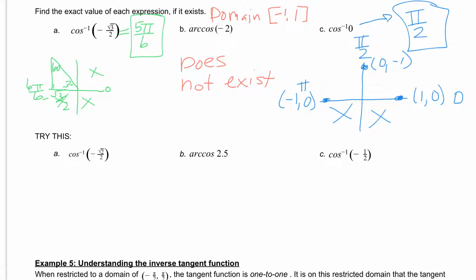If you did letter A correctly, you should have ended up with 3 pi over 4. Letter B does not exist. And letter C would be 2 pi over 3.